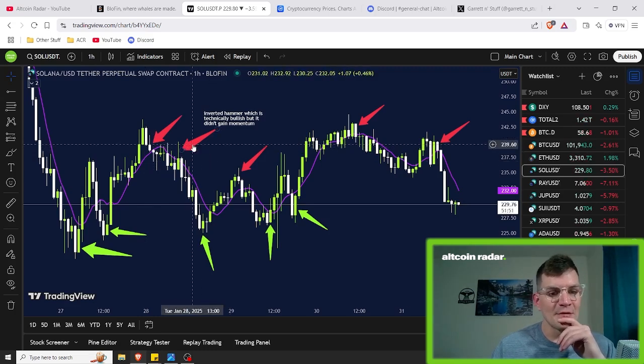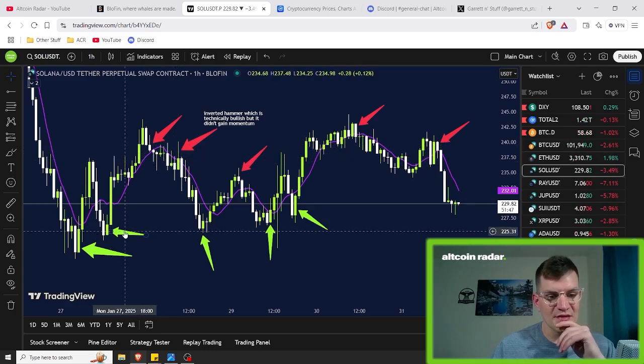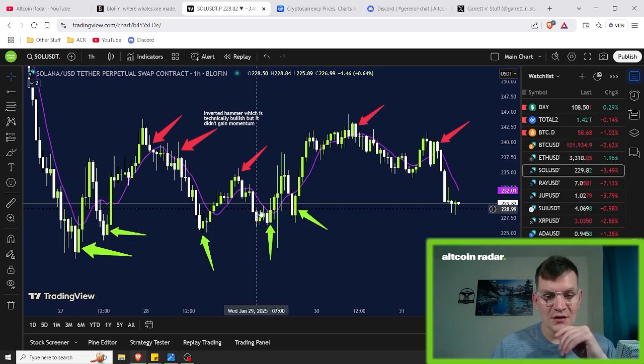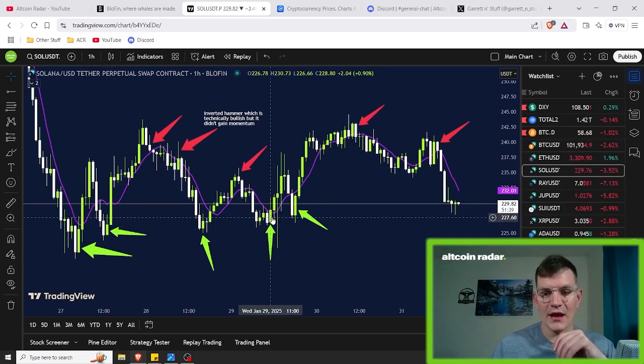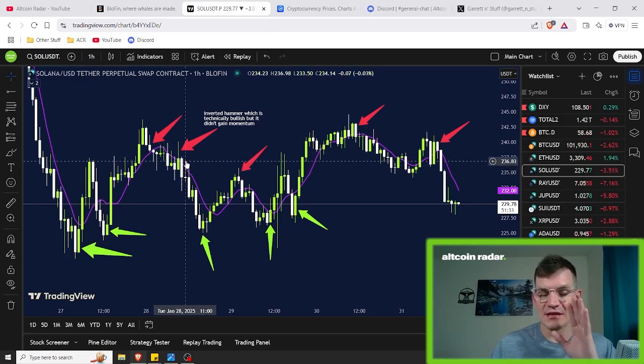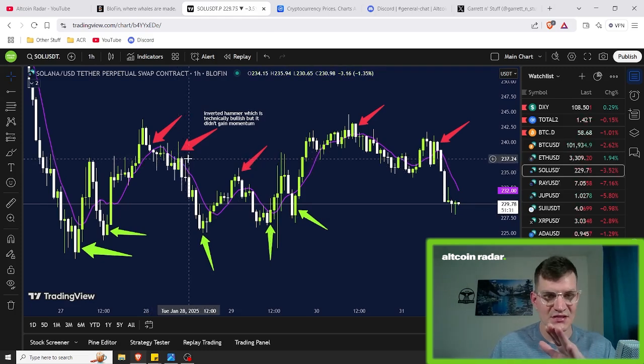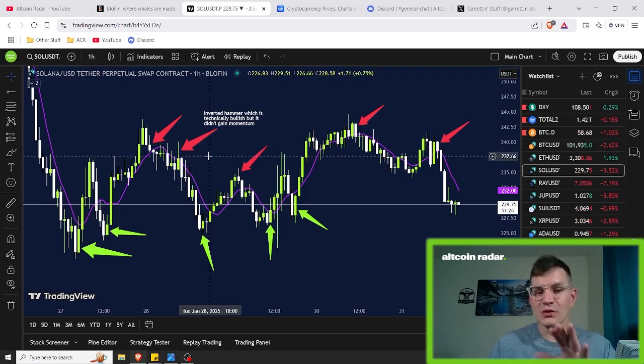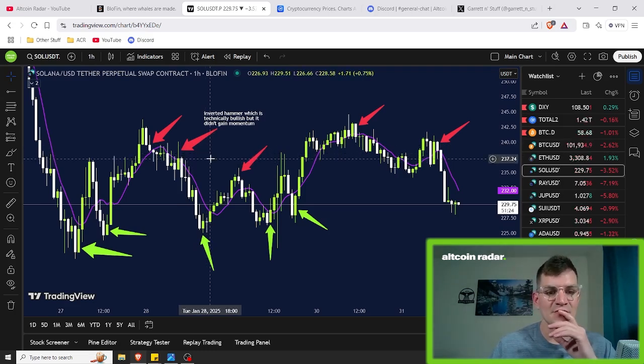Now, here we have, again, like what we were talking about earlier with the inverted hammer candles, the bullish inverted hammer candle here, bullish inverted hammer candle here, bullish inverted hammer candle here. And then right here, we also do have a bullish hammer candle as well. But the key thing here is, and again, this is another example of why you can't make your buy and sell decisions solely based on just these candlestick patterns, okay?